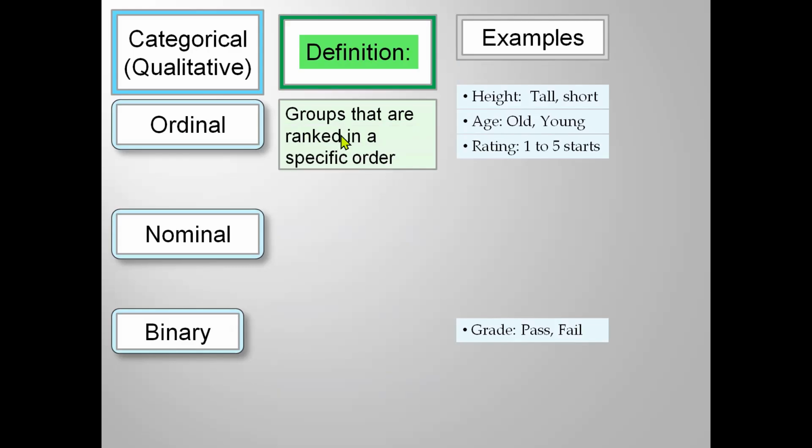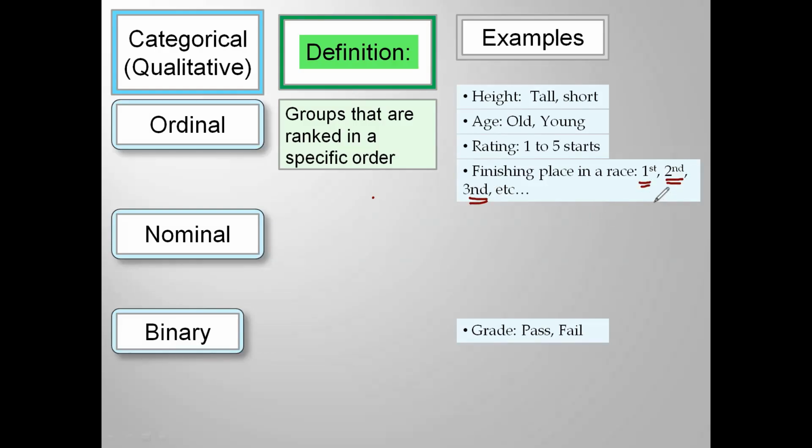So for ordinal, groups that are ranked in specific orders will be considered ordinal. The most common type of these would be places, as in first place, second place, or third place. Typically, we expect first place, second place, or third place to have significantly different types of outcomes, especially when we think about monetary outcomes. Let's continue with nominal.